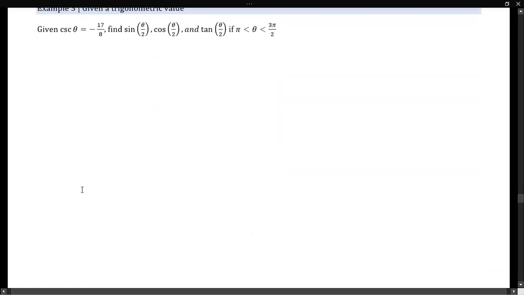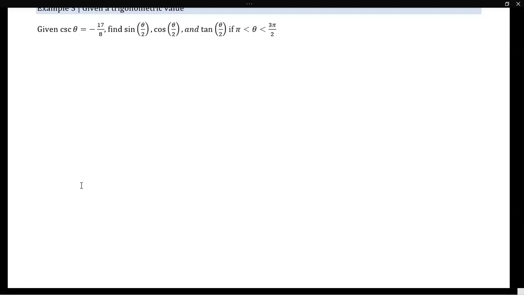For example 3, we are given the cosecant value of theta, and we need to find sine theta over 2, cosine theta over 2, and tangent theta over 2. Now what's key here is that theta is between pi and 3 pi over 2, which means that if you divide that by 2, then pi over 2 is less than theta over 2, which is less than 3 pi over 4. So the angle is between 90 and 135 degrees, which again is going to mean that sine is positive and cosine and tangent are negative.